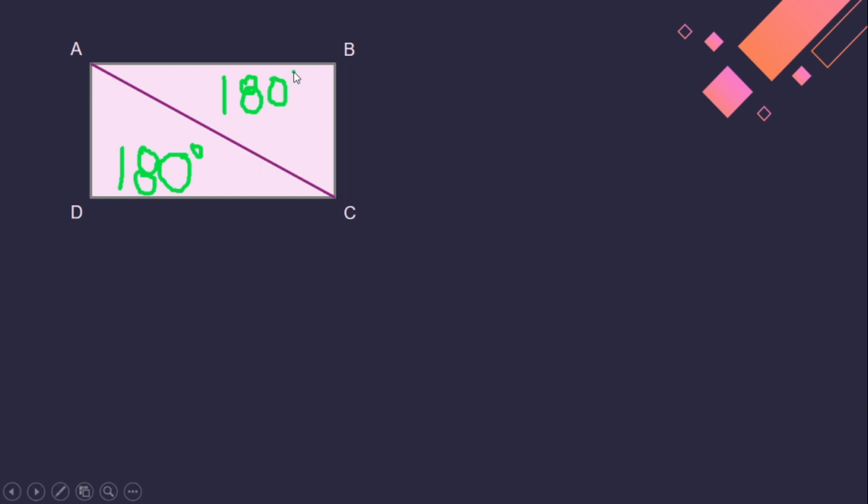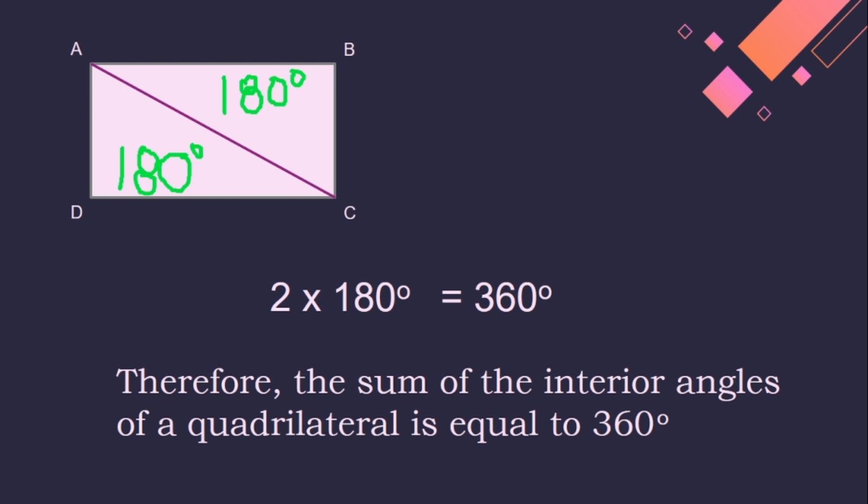Therefore, we have two 180s in our quadrilateral. So we can say 2 times 180 degrees, which gives us 360 degrees. Therefore, the sum of the interior angles of a quadrilateral is equal to 360 degrees. We're talking about a convex polygon. So we concluded that the sum of the four angles inside the quadrilateral is 360 degrees because we formed two triangles.